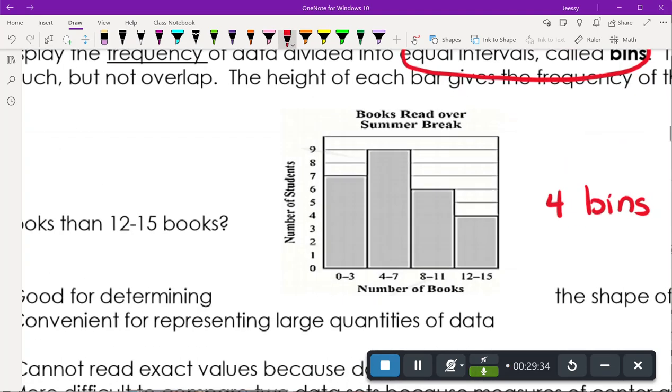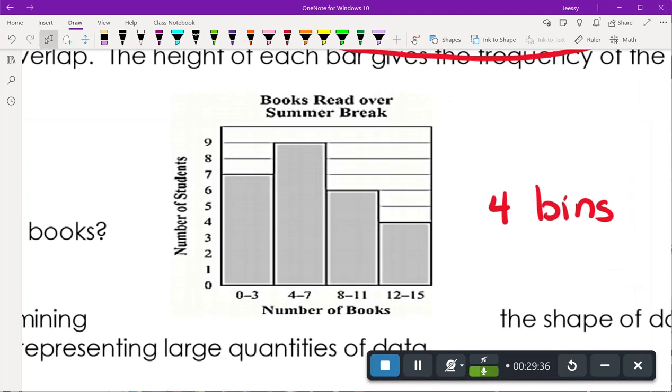So, let's see. What does this say? Books read over the summer break. Number of students, number of books. So how many students read 0 to 3 books in the summer? 7 students. Clear? Because it goes up to 7. Right? How many students read between 4 to 7 books?